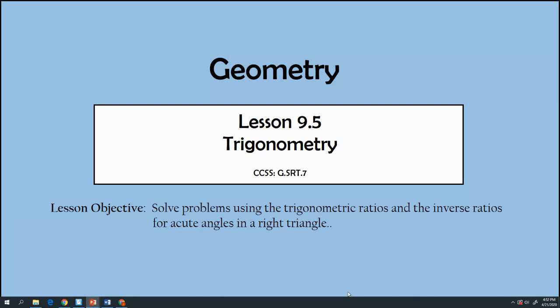All right, today we're going to move into lesson 9.5 on trigonometry. The objective today is solve problems using the trigonometric ratios and the inverse ratios. And when we do use these trigonometric ratios, we're going to work from the acute angle in a right triangle.